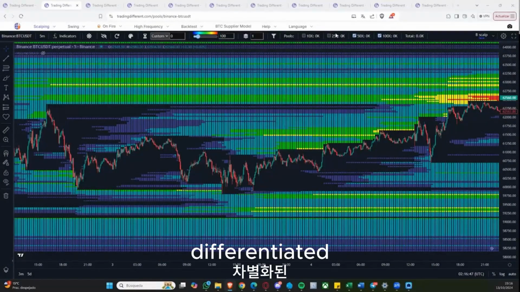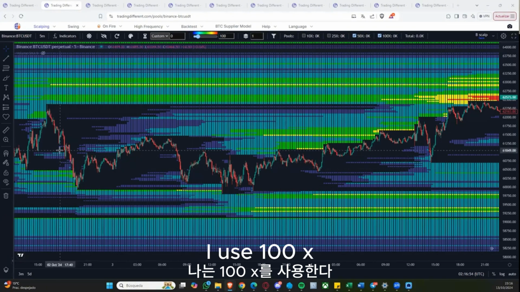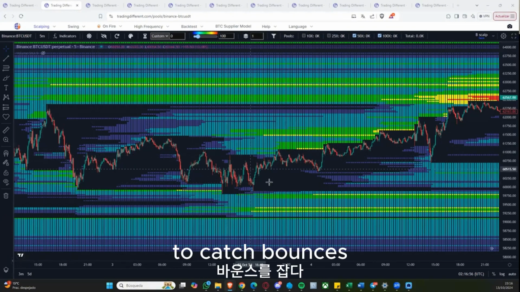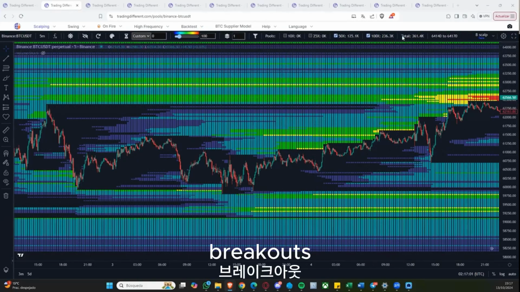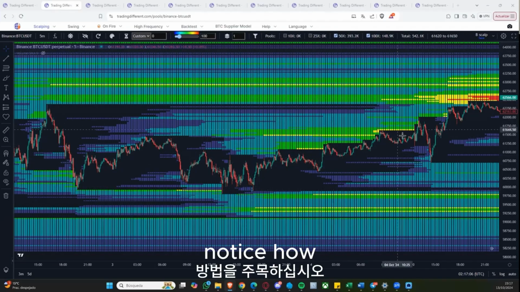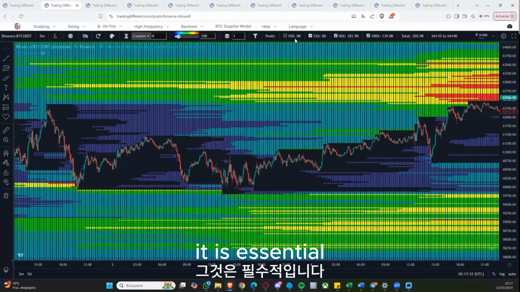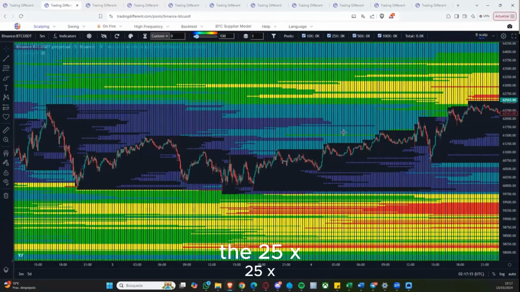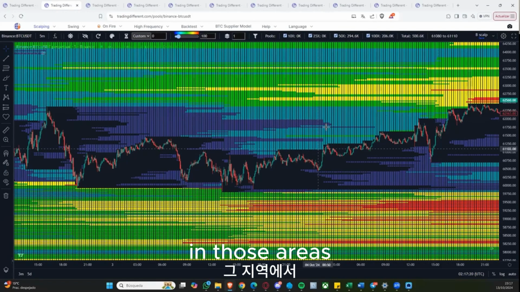Having different leverages differentiated serves to adjust the strategy according to the type of operation. If I am looking for a range scalp, I use 100x and 50x leverage to catch bounces. For range breakouts, I need to know the 25x and 10x leverage levels. Notice how the price does not break out to the upside or downside. If I am looking for range breakouts, it is essential to analyze and consider the 25x and 10x leverage levels to assess whether there is sufficient liquidity in those areas.